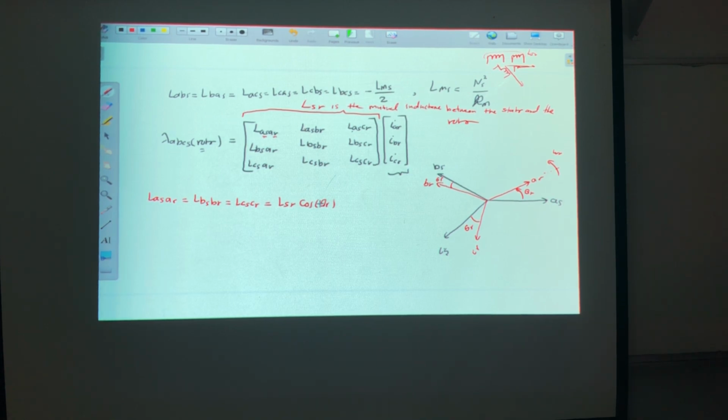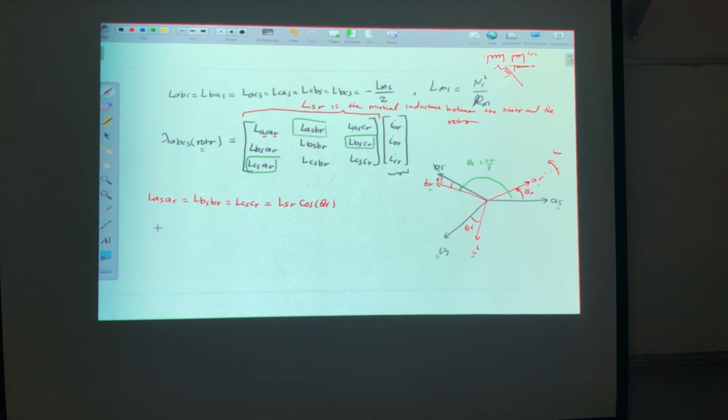Okay. So if this is the case, who can give me L_AS_BR? This one. So the angle between A_S and B_R is equal to what? Theta R plus 2 pi over 3. Is it the same as B_S and C_R? Yes. So B_S and C_R. Is it the same as C_S and A_R? Yes. So they are the same.